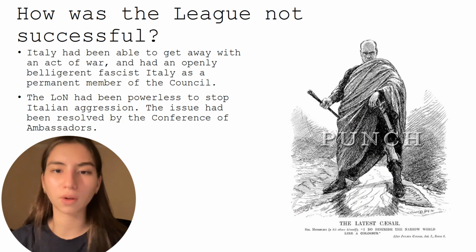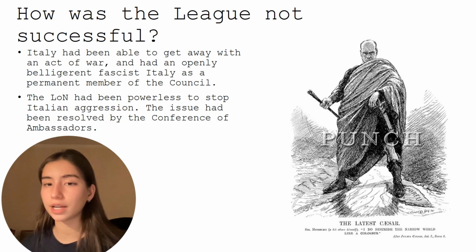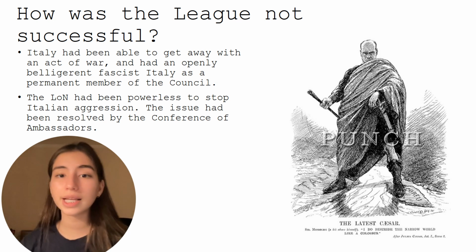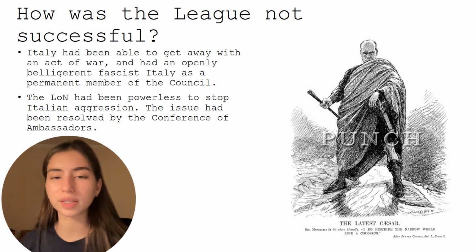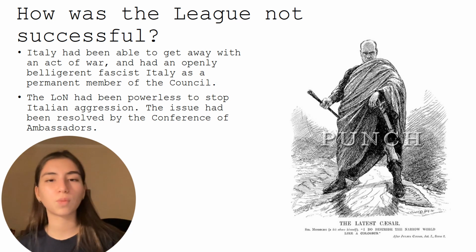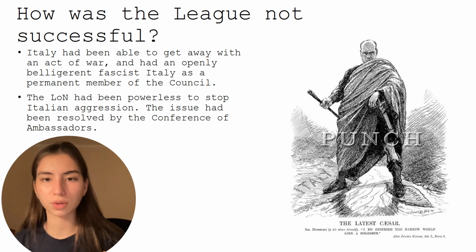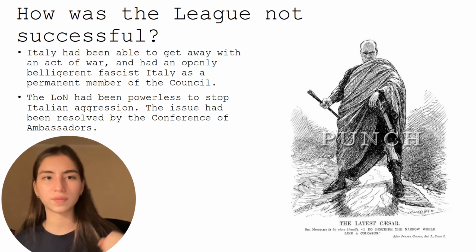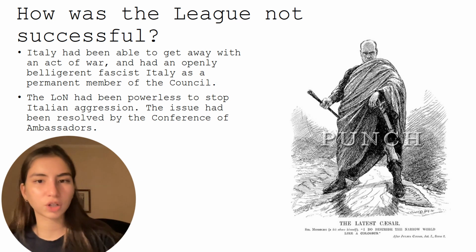However, how was the League not successful? Corfu is one of the biggest League failures of the 1920s for the League of Nations. It showed how the League of Nations was overruled by its big important powers, and one of the four permanent members of the council, the most important executive body of the League of Nations, had an openly aggressive country as a part of it.